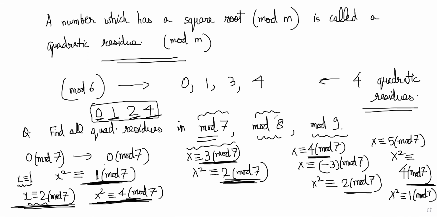The quadratic residues for 8 are 0, 1, and 4. And the quadratic residues for 9 are 0, 1, 4, and 7. These are the different quadratic residues in all of these cases.